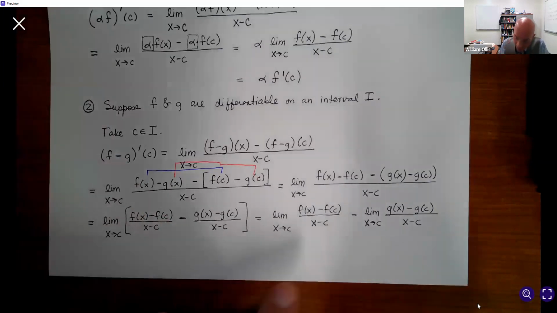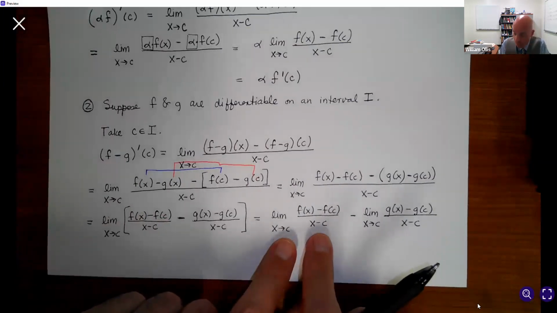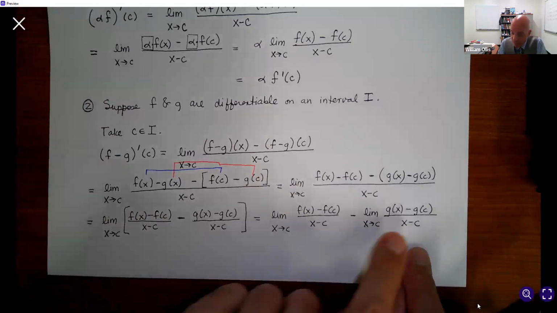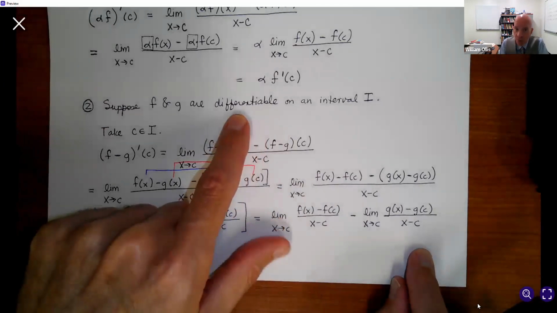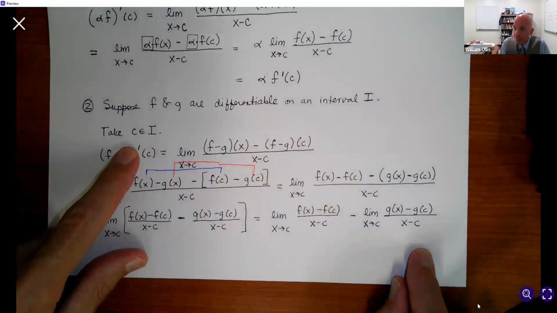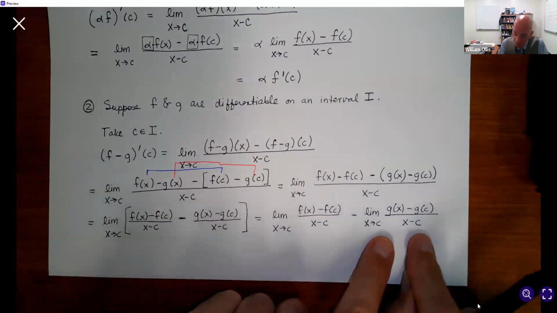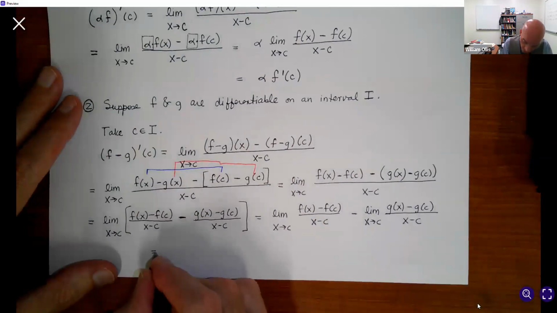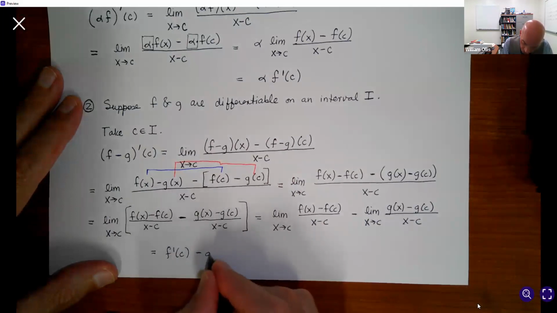So now, by definition, this defines the derivative of f at c, and this defines the derivative of g at c. But by hypothesis, we know that they are both differentiable on I. As c is an element of I, we know that f prime of c exists and g prime of c exists. So this equals f prime of c minus g prime of c.